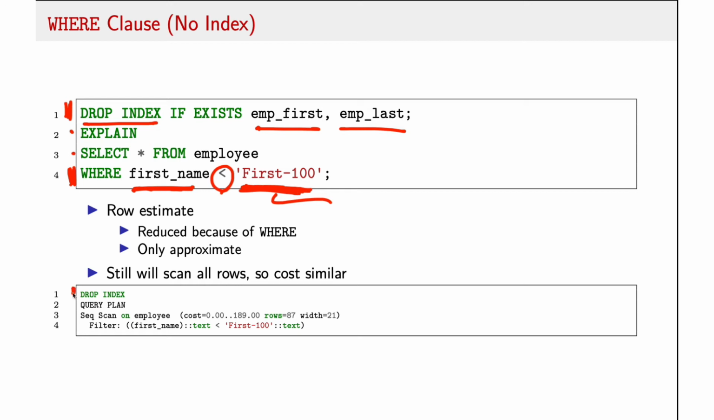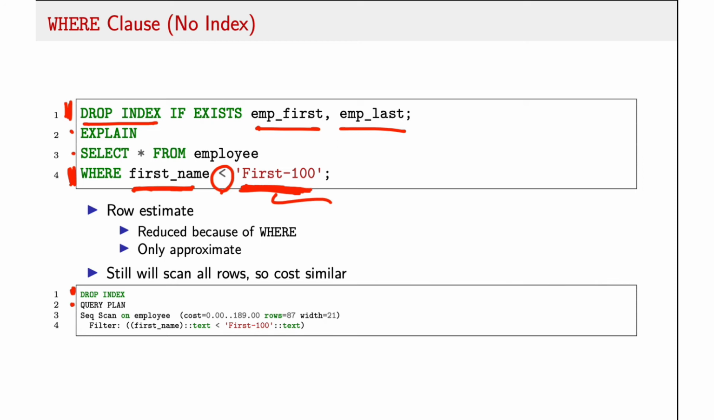Well, first of all, it shows us that it dropped the index. That's good. And then here's the query plan coming out. So sequential scan on employee. The cost, again, starts at 0 because the database can, in fact, start returning information to us immediately, potentially. And it's going to go up to 189. And it's estimating that there's 87 rows.